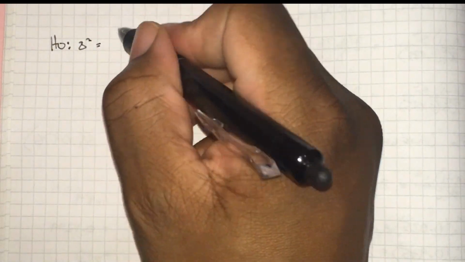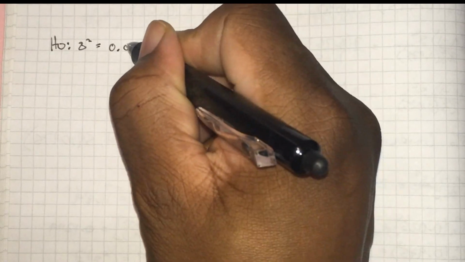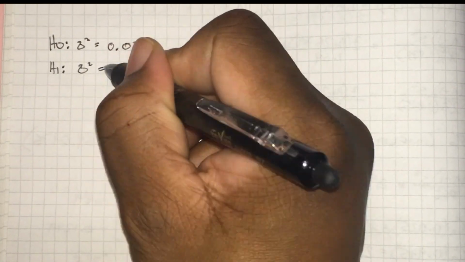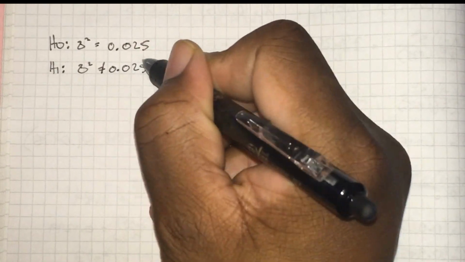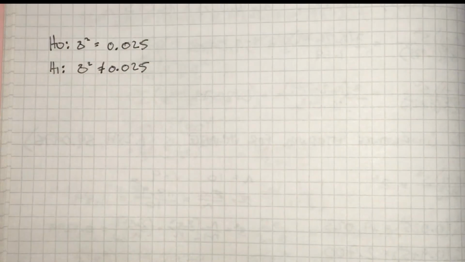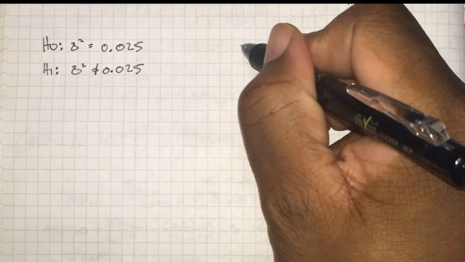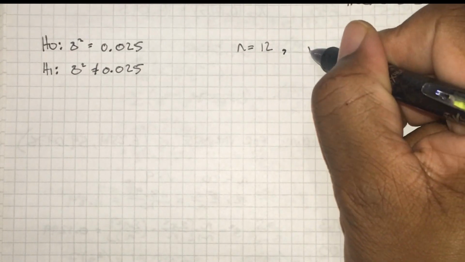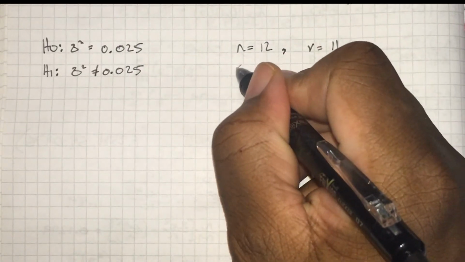Okay, so we've been given quite a lot in this question to begin with. We've been given the hypotheses, so let's just get those down. Obviously, we know immediately we have a two-tailed hypothesis test. So let's be careful when it comes to working with the significance level. We'll start with n equals 12 and v equals 11.